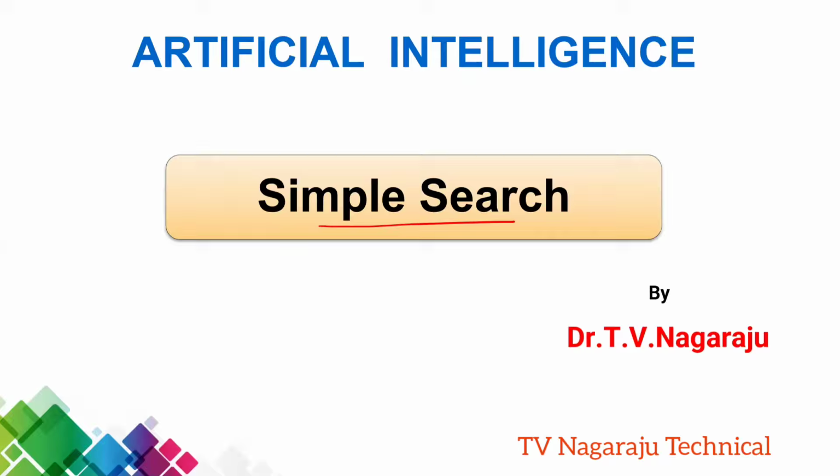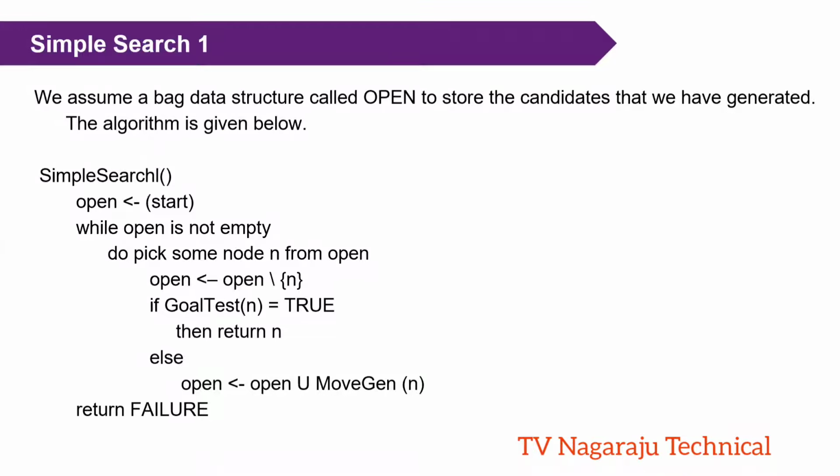Welcome to our channel. In this session, we will discuss the concept of simple search in artificial intelligence. Simple searches are the fundamental methods for exploring the search space systematically. In simple search, different variations are available, like simple search 1, search 2, and search 3. We will discuss all these three searches in detail with an example.